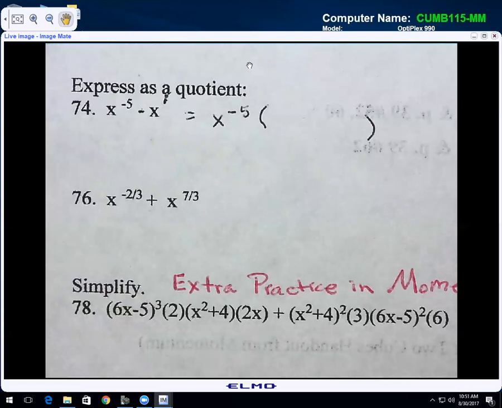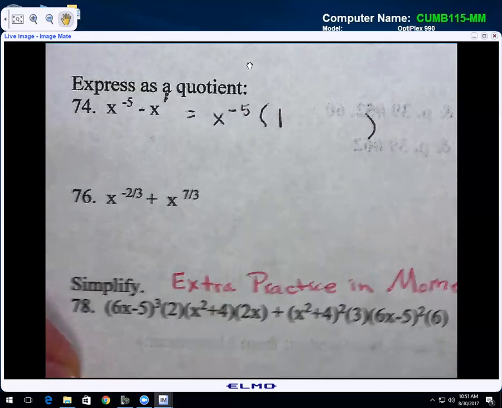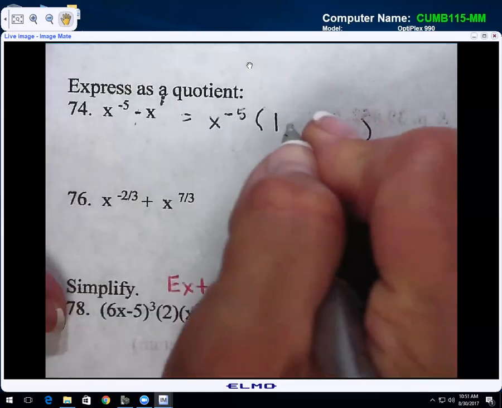I've never factored out something with a negative exponent before. But I know what factoring means. Factoring means take out the GCF, and whatever I'm left with in parentheses has to multiply back times that to give me the original problem. So what can I put right here that would multiply times that to give me back the x to the -5? Just a 1. So far so good. And then I'm going to have a minus because I have a minus right here.